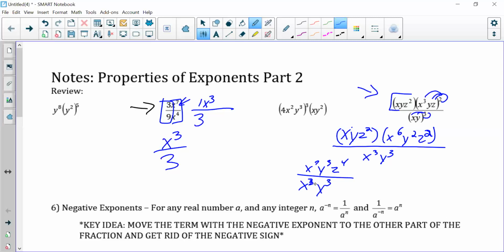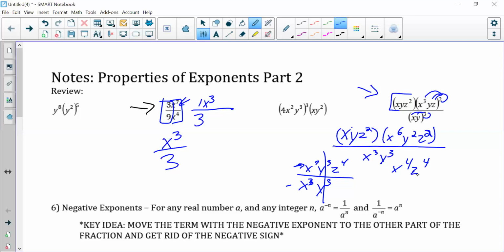Now I need to simplify. I have x's on top, I have x's on bottom. So big minus little, 7 minus 3 is 4. The big one was on top, so we stay on top. So x to the 4th. I have y to the 3rd over y to the 3rd. That cancels out because anything divided by itself is 1. And then I'm left with z to the 4th that cancels out with nothing. I have nothing left on the bottom, so I can either write this over 1 or I just write it by itself. I don't even need that 1.